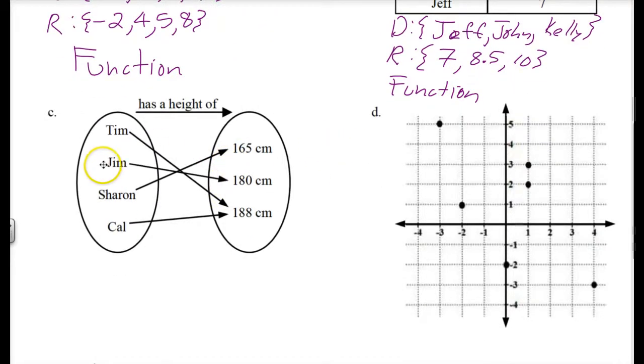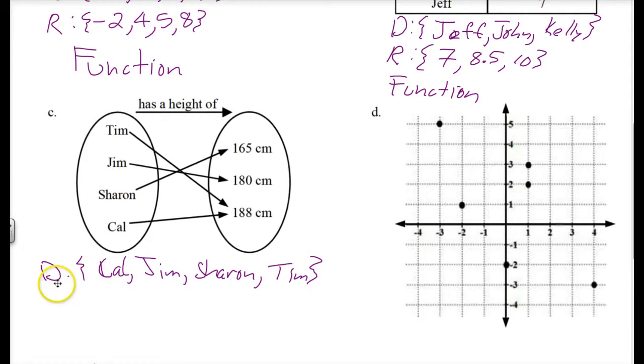Tim has a height of, this better be a function because one person shouldn't have more than one height. Alphabetical. We don't have to, we can list them in any order, but Cal, Jim, Sharon, Tim. And range 165, 180, 188. And we don't put any units on the range. And this is a function.